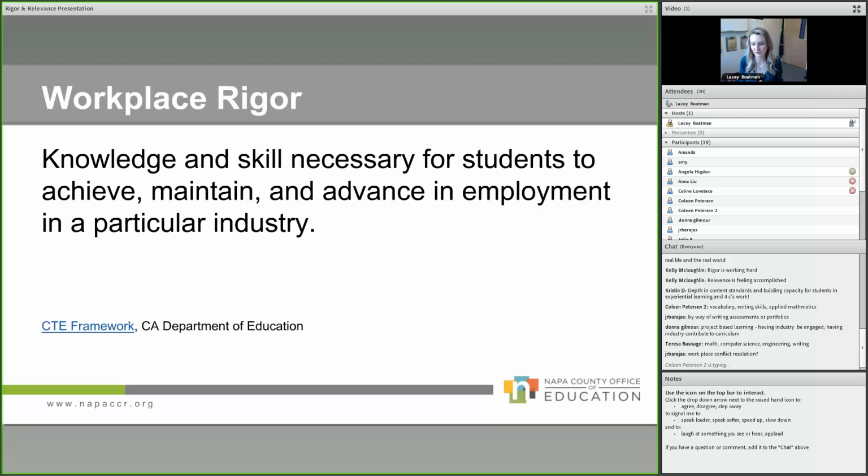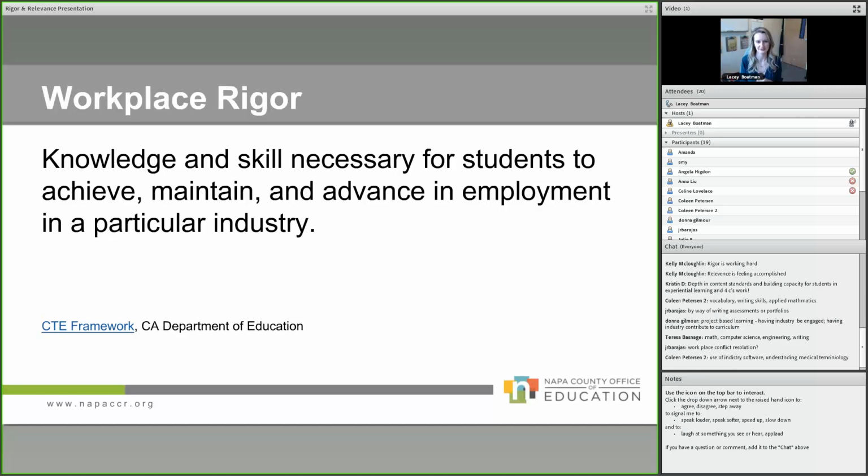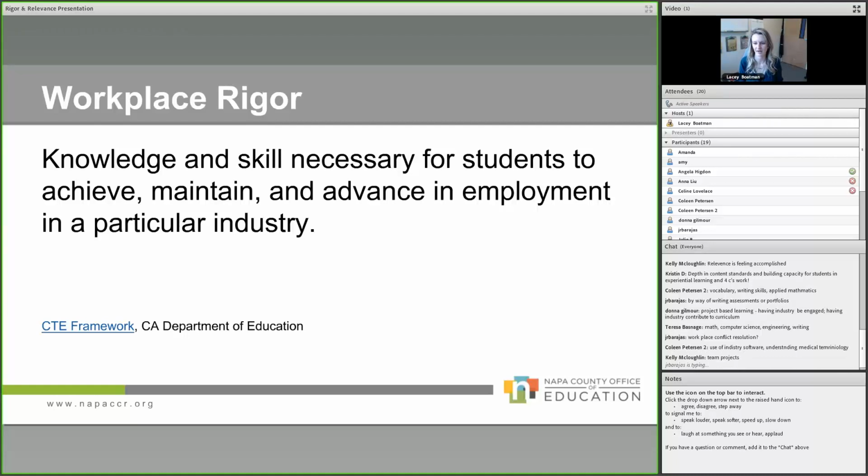Workplace conflict resolution? Certainly, yeah. Practicing conflict resolution is definitely workplace rigor. So that goes along with knowledge and skill, knowledge about how to solve conflict, skill for how to actually do it. That's necessary for students to get a job, maintain the job, and advance in it. And it could be specific to an industry as well. Use of industry software, understanding medical terminology, yeah, for sure.